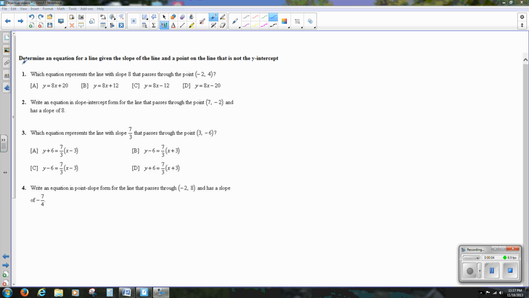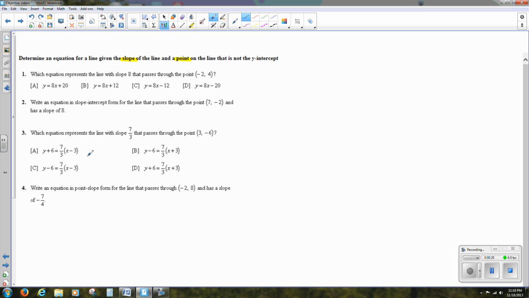In this objective, we're going to do a little more work with the point slope form. You can see that we're given the slope of the line and we're given a point on the line. So we're going to be using point slope form. We've gone over that in the last couple of videos. So if you need to go back and watch those, that might be a good idea. I'm going to do a couple of examples here.